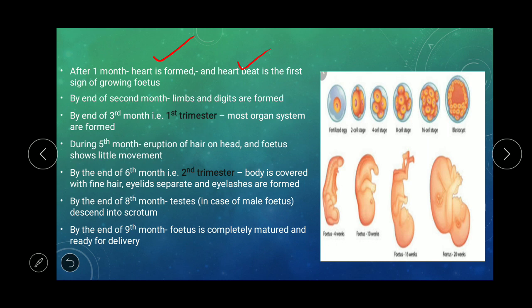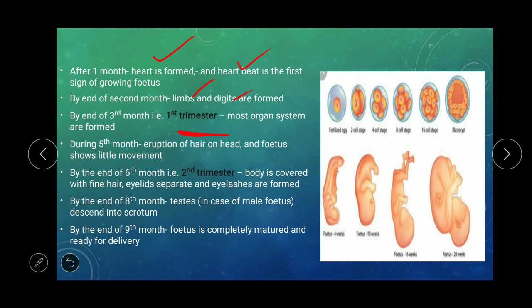By the end of the second month, what happens? Limbs, that is the forelimbs and hind limbs, and the digits, in the fingers and toes, are formed. Each 3 months is called one trimester. For example, the first, second and third month will constitute the first trimester. Then the second trimester will be the 4th, 5th, 6th month, and the third trimester will be the 7th, 8th, 9th months. So trimester is the scientific word here.